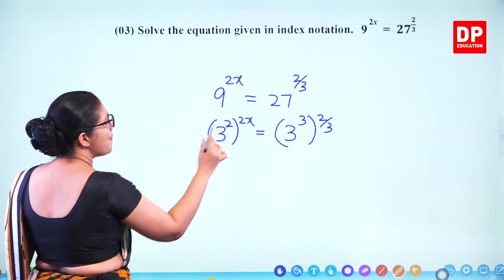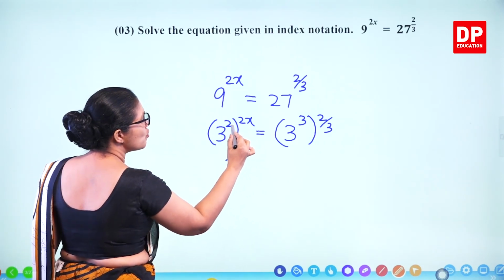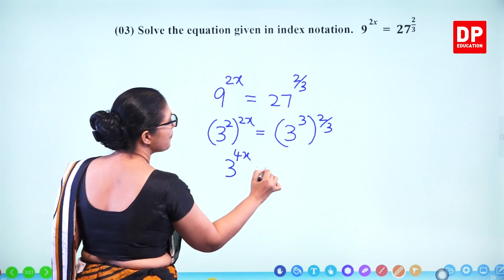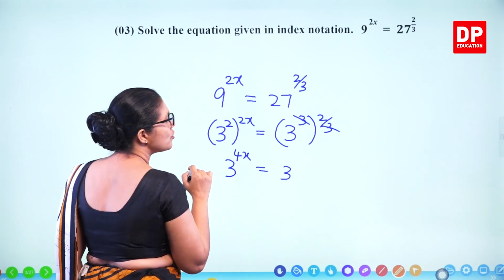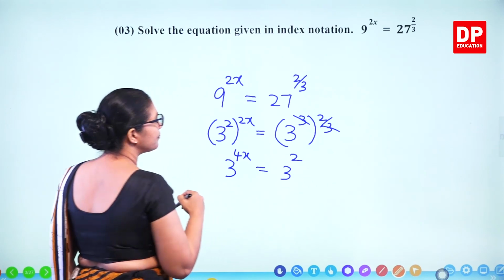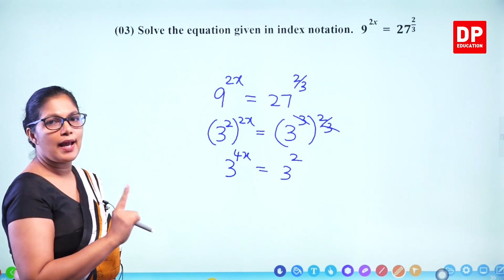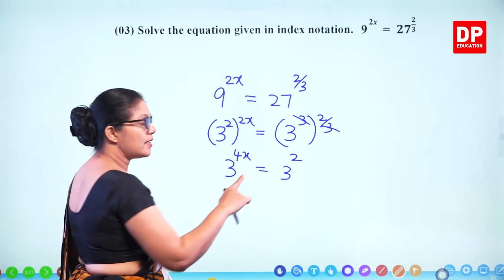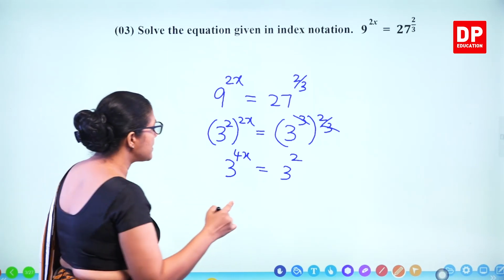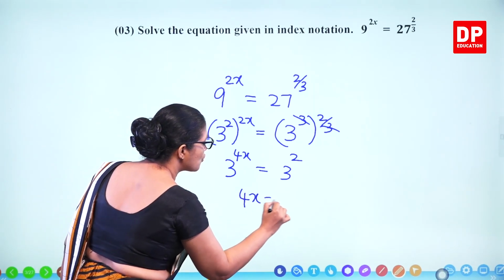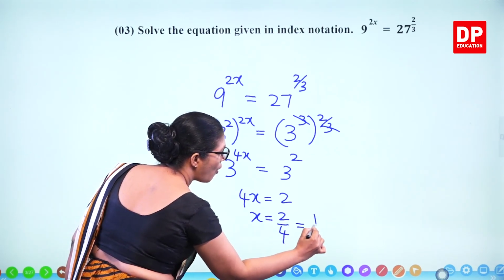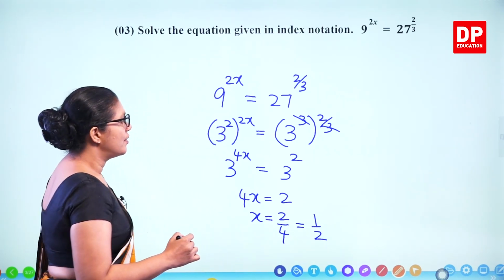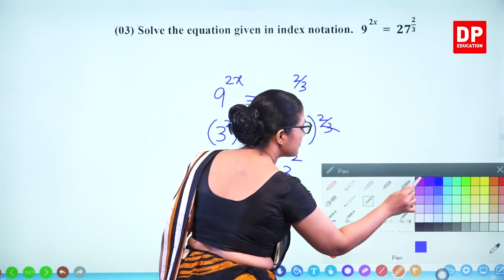Now you can multiply. So 3 to the power 2 times 2 is 4x. On the right, when you multiply, the 3 cancels out, giving 3 squared. Now we can compare the powers because you get the same base. So 4x equals 2. What's x? 2 over 4, or half. So 2 marks for that.